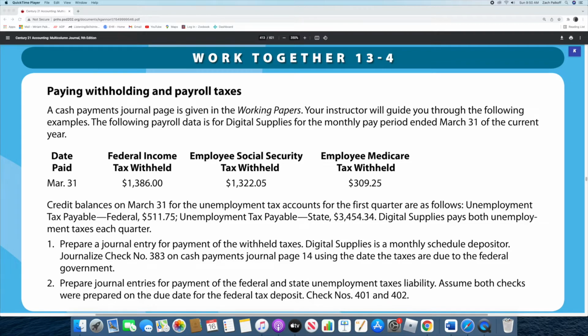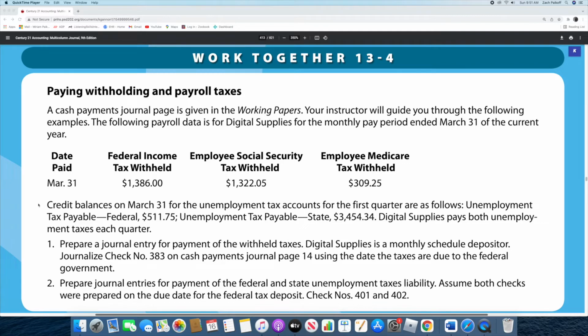taxes. So the instructions say a cash payments journal page is given in the working papers. Your instructor will guide you through the following examples. The following payroll data is for Digital Supplies for the monthly pay period ended March 31st of the current year. Alright, so as you can see over here, we have the date paid, the federal income tax withheld, the employee's Social Security tax withheld, and the employee's Medicare tax withheld.